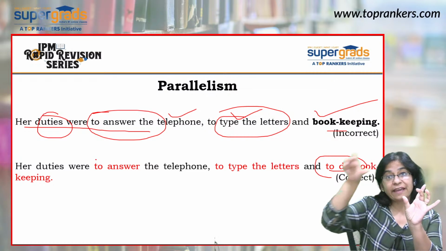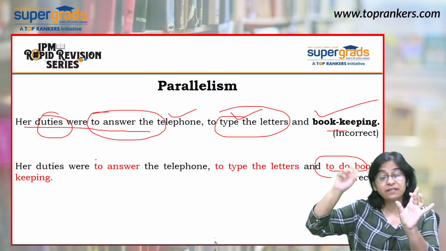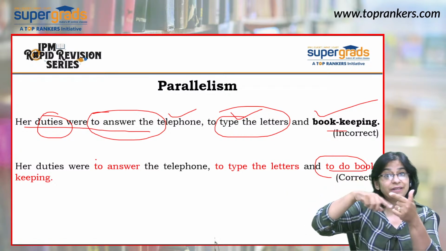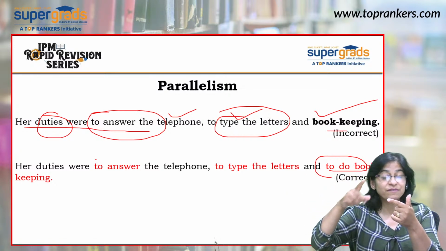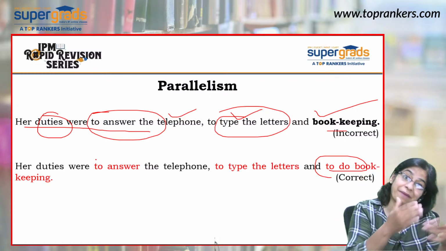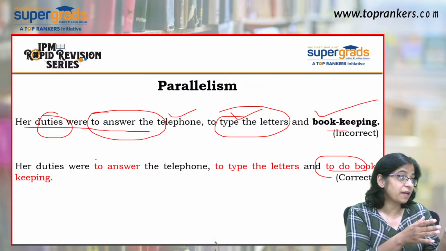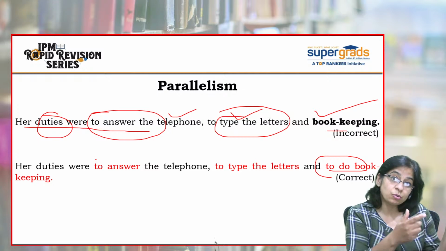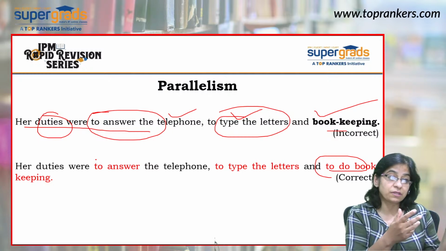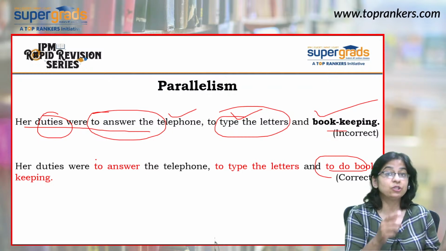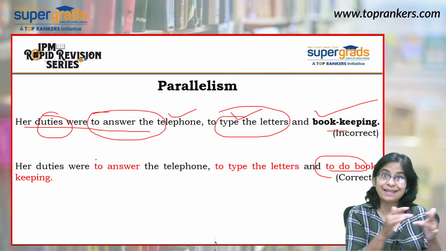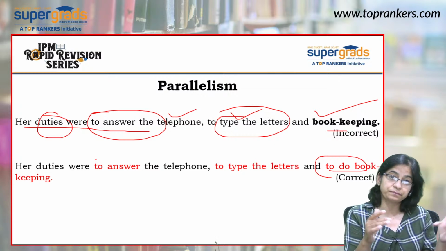We put all the infinitives together now. The infinitives were the verbs that began with to, but they did not work like verbs anymore. That's what we've just discussed. So let's look at the parallel structure one more time. This becomes: her duties were to answer the phone, to type the letters, and to do bookkeeping. That's what we call a parallel structure.